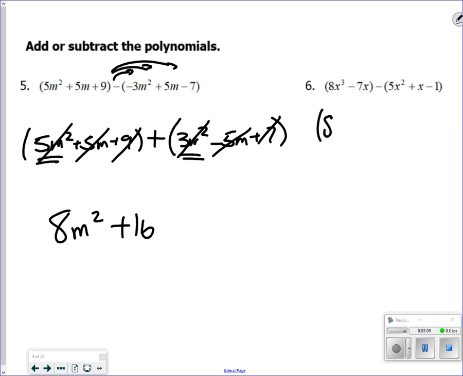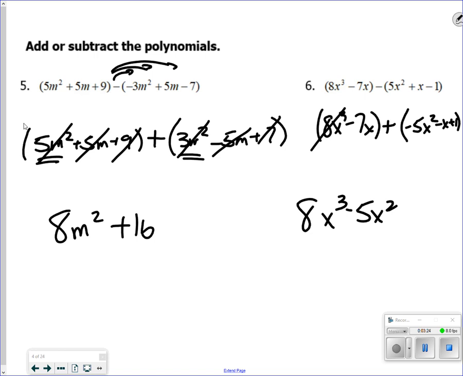All right, welcome back. So 8x cubed minus 7x. I'm going to change it to a plus sign, and then change all the signs of what you're subtracting, and then add the like stuff together. So 8x cubed has nothing that's alike. Negative 5x squared has nothing that's alike. A negative 7x and a negative 1x make negative 8x, so those two. And then a plus 1 has nothing that's alike. So again, I highly recommend changing it to a plus sign. Adding is much easier than subtracting.